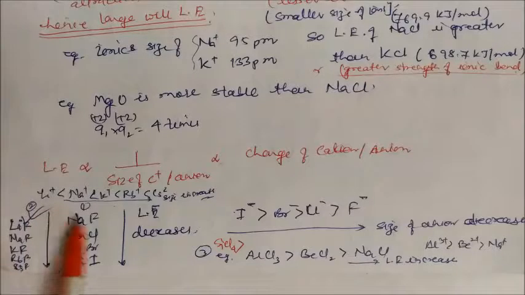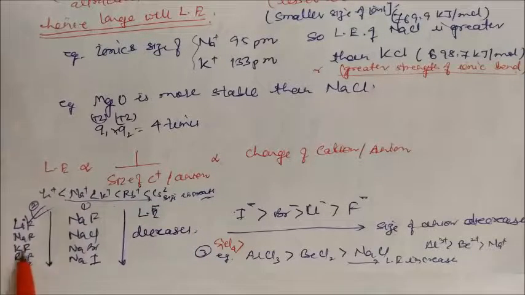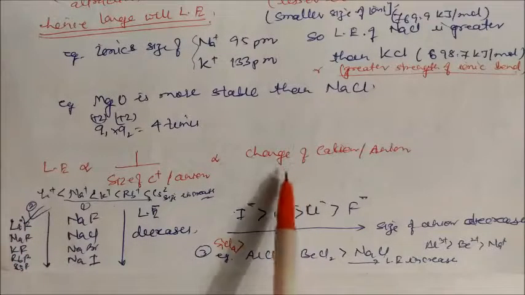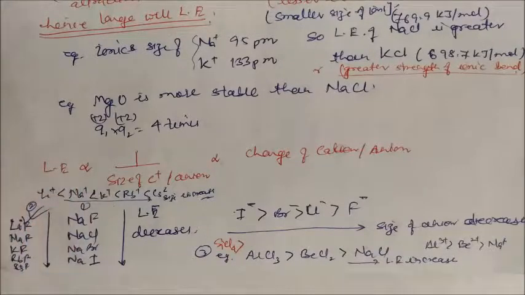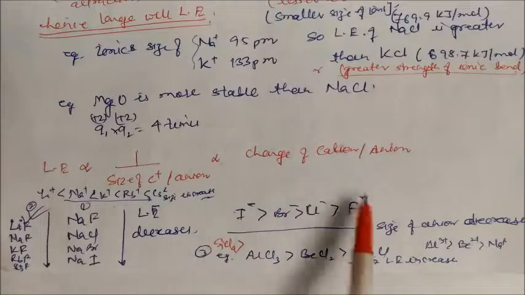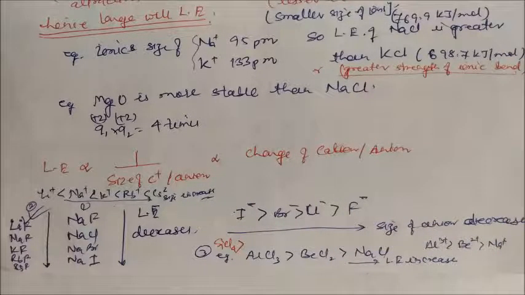So we can see, if you go down the group, what will happen? Lithium chloride, sodium chloride, potassium chloride: the charge is the same, but the size is increasing. So when size is increasing, what will happen? The lattice energy will also decrease. Similarly, it happens here. The size is increasing, so lattice energy will also decrease. Why? Because the size of the anion from fluorine to iodine is increasing. So lattice energy decreases. If we go from iodine to fluorine, the size of the anion is decreasing, so lattice energy will increase. Similarly, lattice energy also increases when the charge is more. So here sodium is +1, this is +2, +3 and +4. So charge is increasing, so lattice energy will also increase.